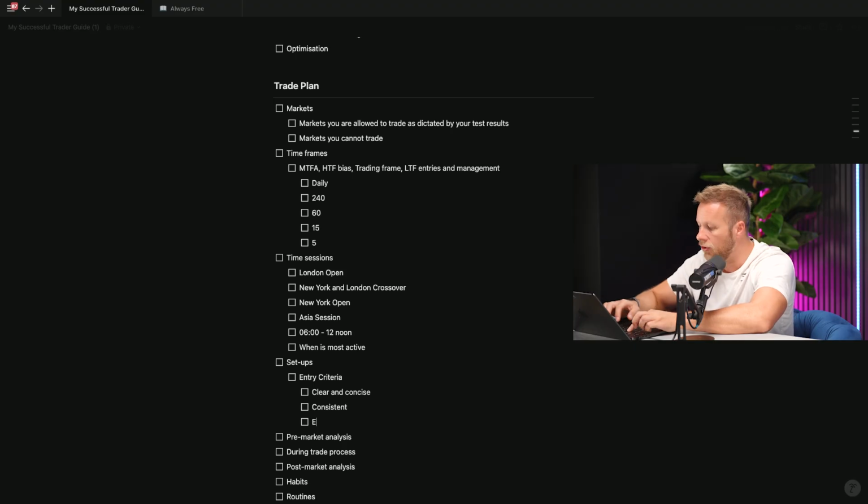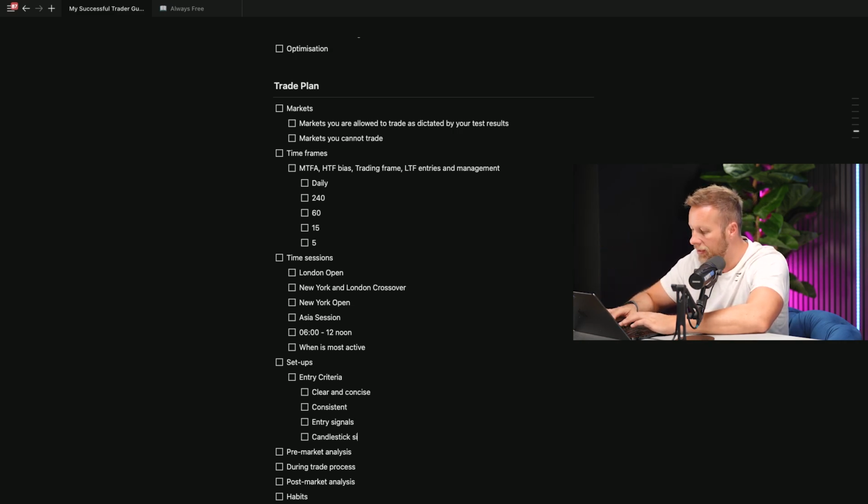Okay, entry signals. You might have a certain candlestick signal, right? So candlestick signals. So I'm just putting ideas here, but these are the kind of things that you want to have in mind, right? Now, pre-market analysis. This is what you're looking at. This is your routine, or what you do prior to getting involved with a trade.